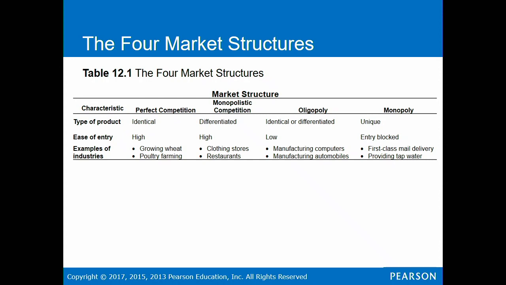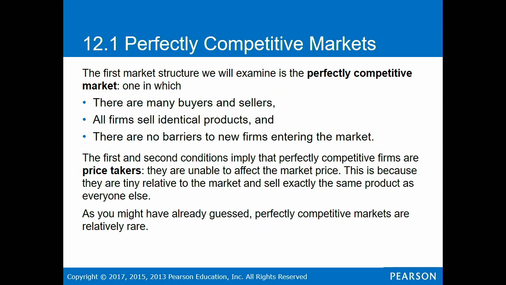Of the four, perfect competition is the least realistic and the least common. Monopoly is the next least common. And we mostly end up with monopolistic competition and oligopoly. So we're starting this chapter with perfect competition.